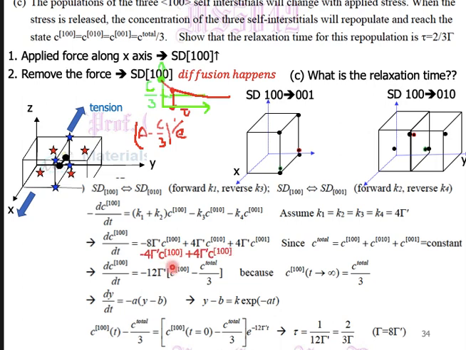So we play a technique here. What we do, because we know that the C total means the total concentration of split dumbbell remains constant, and also the sum of all 3 directions. So here, in order to get rid of these 2 directions, we minus 4 gamma prime C100 plus 4 gamma prime C100. We minus and plus. It will be 0, right?